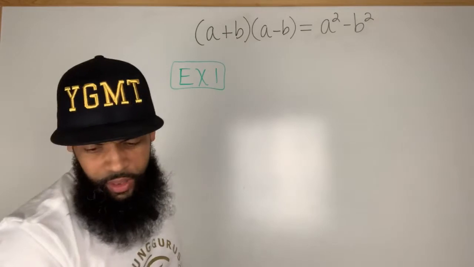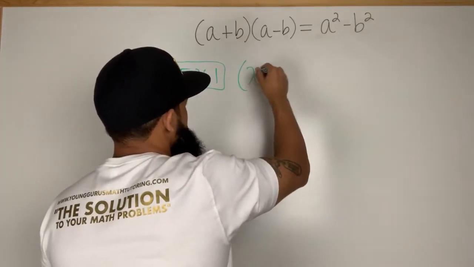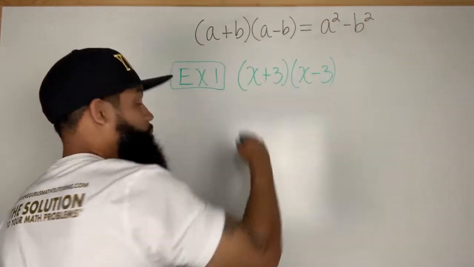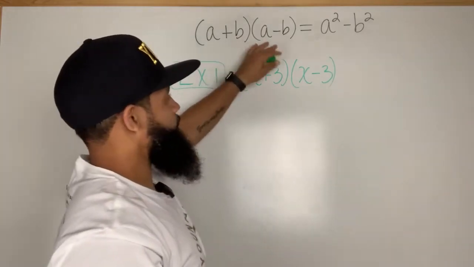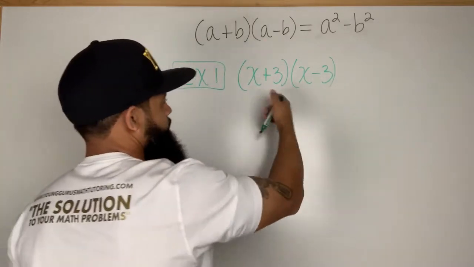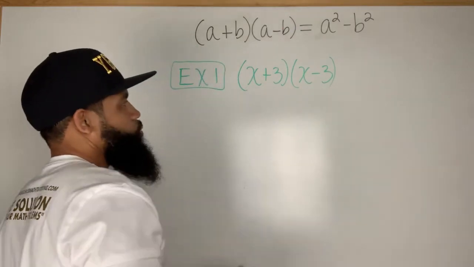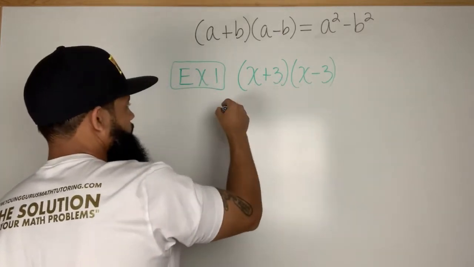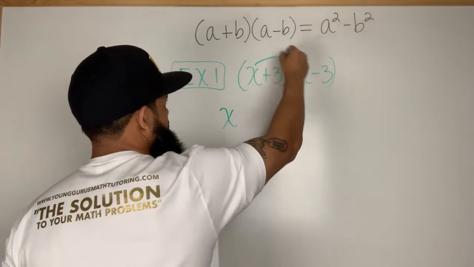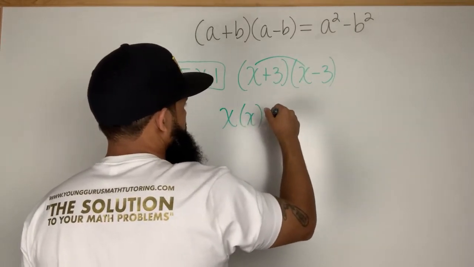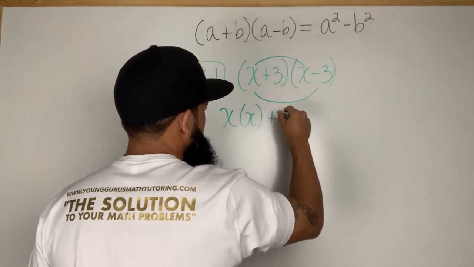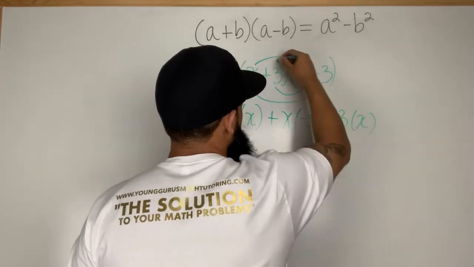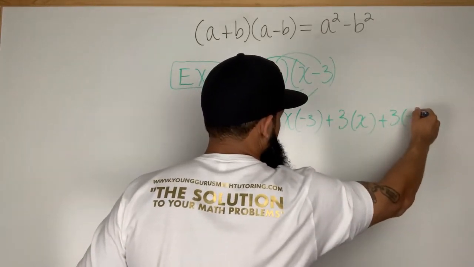If I have x plus 3 times x minus 3, it doesn't matter, I can put the minus first. Remember, multiplication is commutative, so I can change this to x minus 3 times x plus 3. Well, in this case, a is x, b is 3. But let's multiply it out. So I'll have x times x, which gives me x squared, outside plus x times negative 3, inside plus 3 times x, and last plus 3 times negative 3.